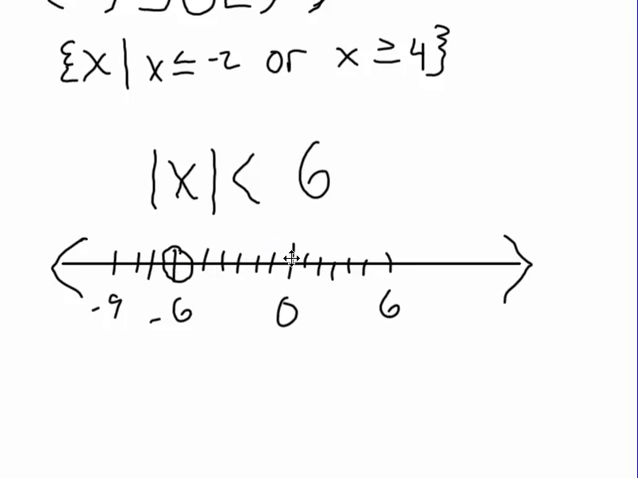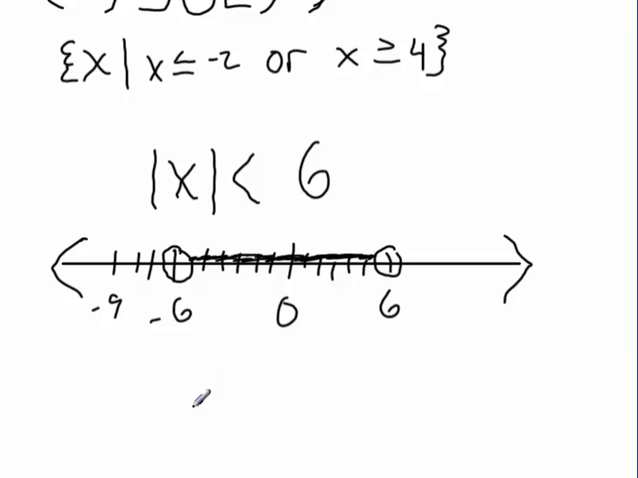And I can go from 0 all the way to 6, but I don't want to include it because it's not included. This is a strictly less than. It's not less than or equal to, it's strictly less than. So I'm putting an open circle at 6 as well. And now I'm going to include all of these numbers here. So between -6 and 6, my distance away from 0 is definitely going to be less than 6.